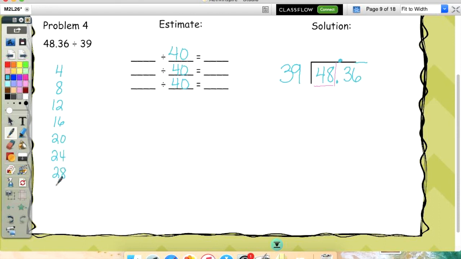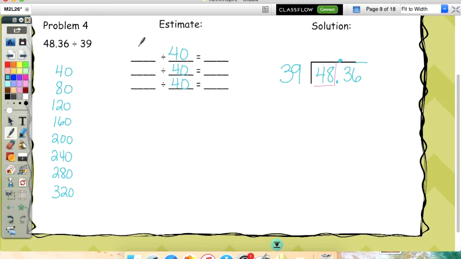I think you can stop at 28. I'm not positive. Okay, when you get to this point, please look up at me so I know you're ready. Caden, which number is closest to 48?